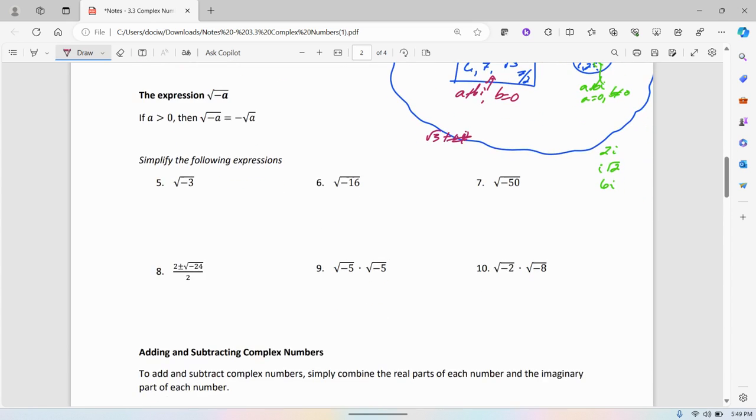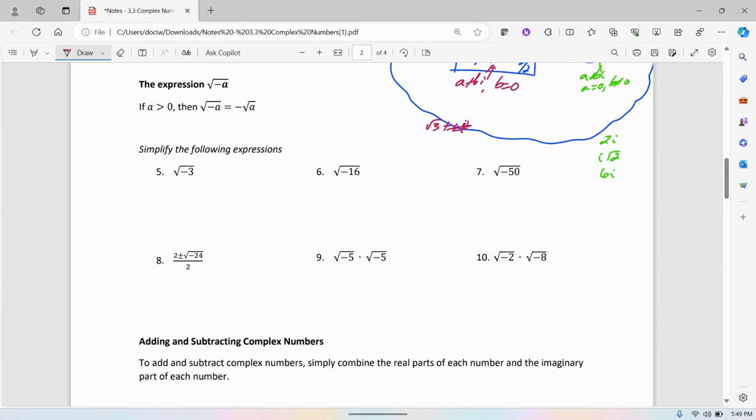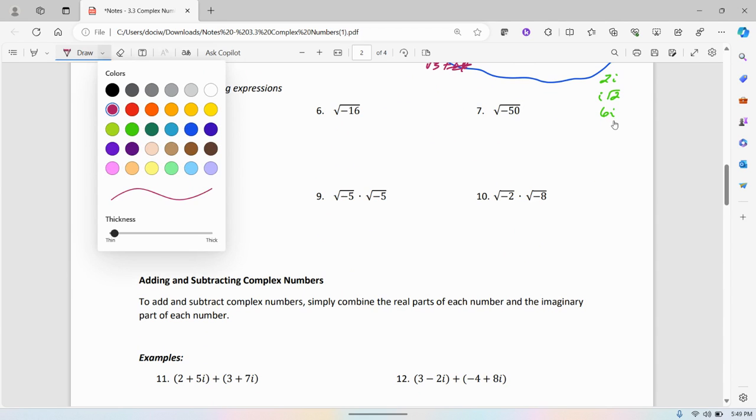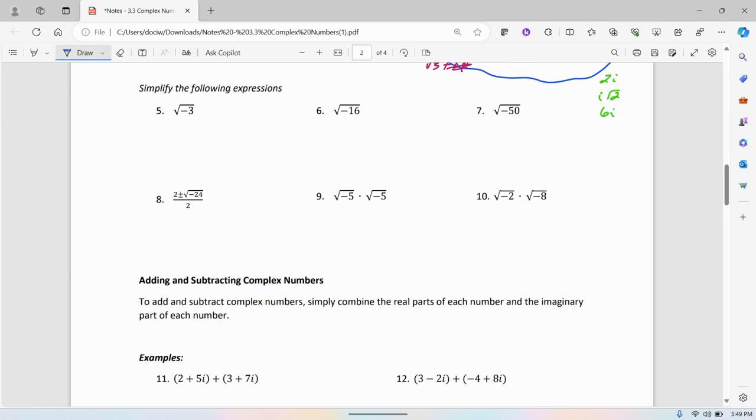So now I want to look at working with what if I have a negative under the radical? How do I handle the square root of negative 3, the square root of negative 16, the square root of 50? How do I handle these things? Okay. So, like I've mentioned already above, I can split the square root of negative 3 into the square root of negative 1 times the square root of 3. The square root of negative 1 is i, and the square root of 3 is ugly, so we just leave it. So I can pull that square root of negative 1 out front as an i.